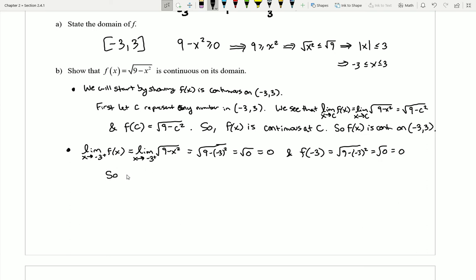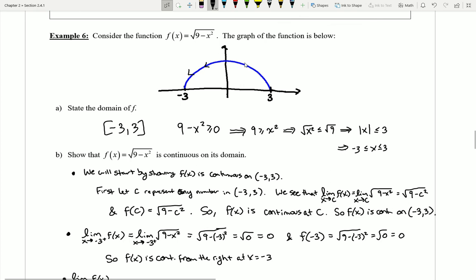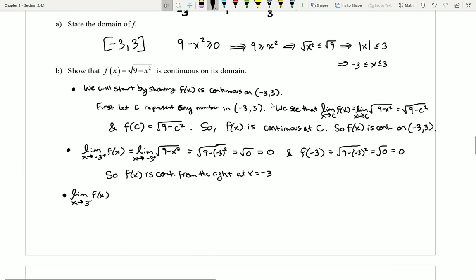So f of x is continuous from the right at x equals -3. We're going to have to do the exact same calculation to show that at +3, my function is continuous. Notice again, if I want to approach +3, I have to come at it from the left side, and I'm going to check what the limit is here and the y value there and see if they come out the same.